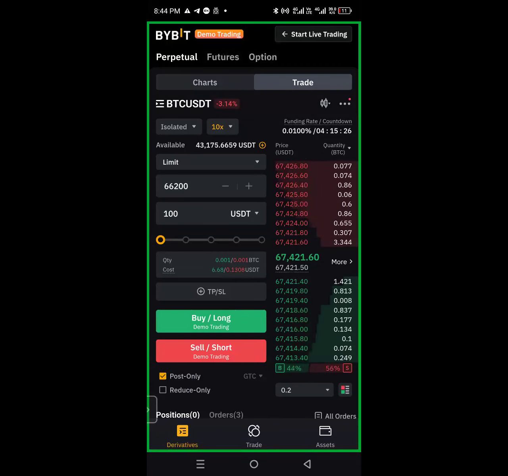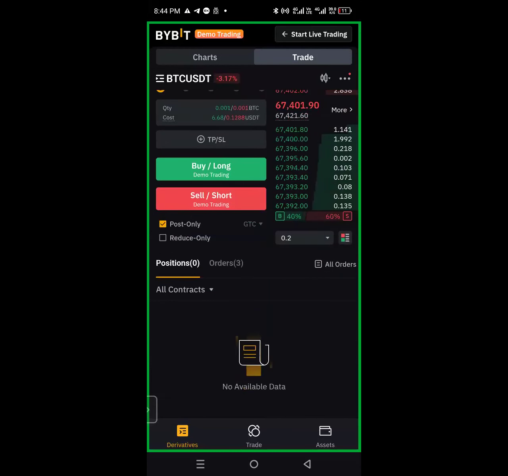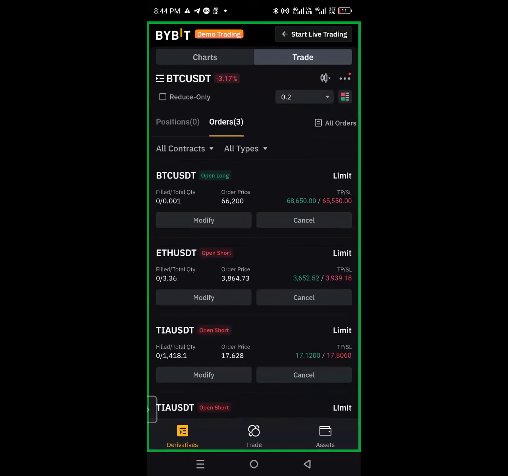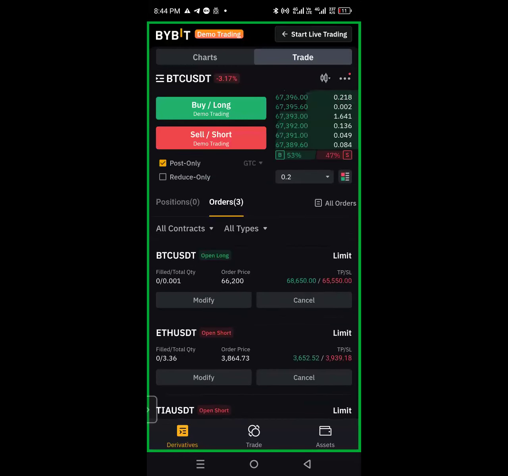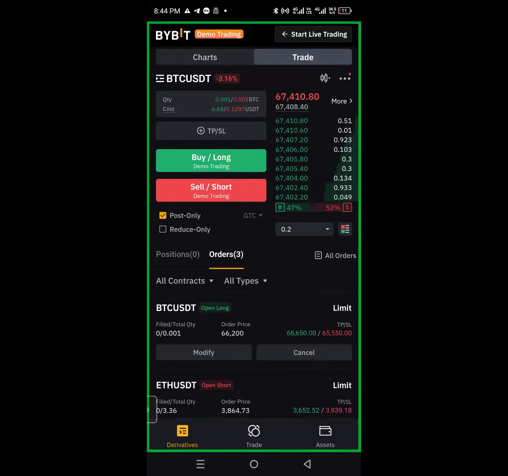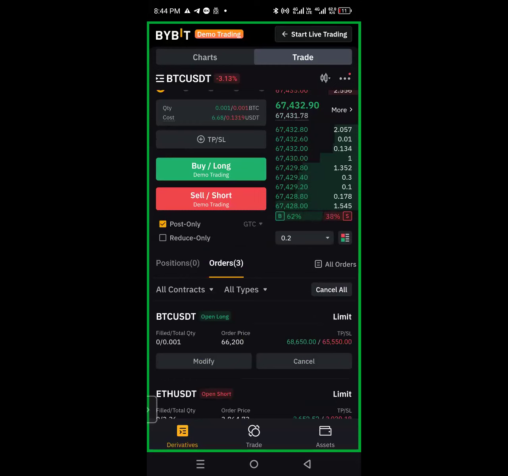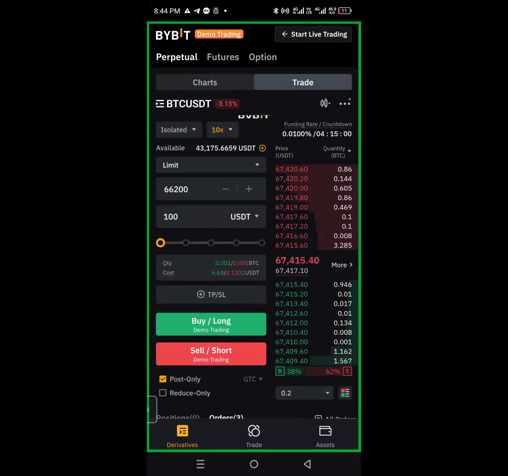Now, if you come to orders, below the buy and sell part, there's a part that is currently selected, position, that has 0 in front of it. In front of it, there's orders with 3 in front of it. I'll come back to explain this later. Now, let me explain risk management first.